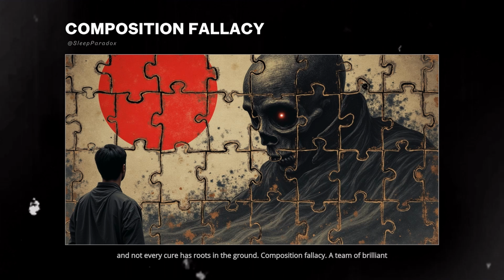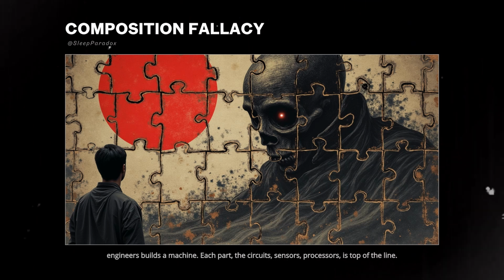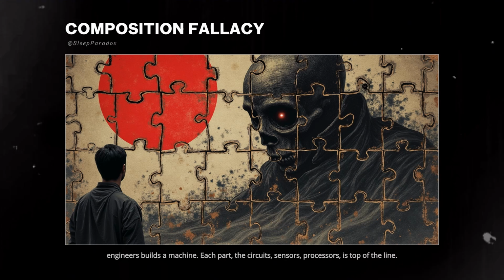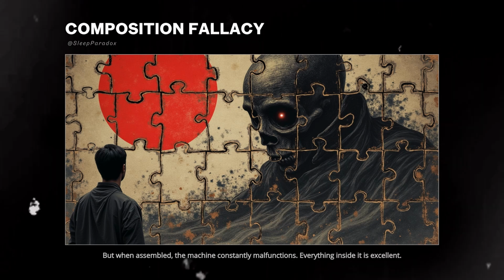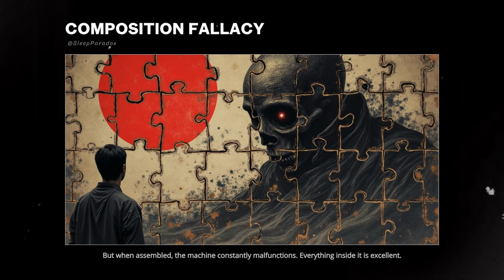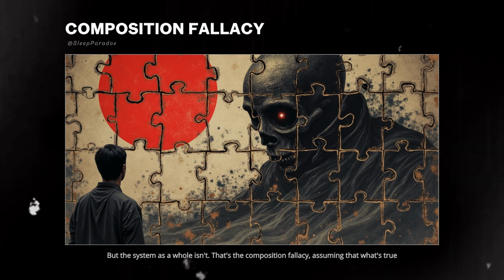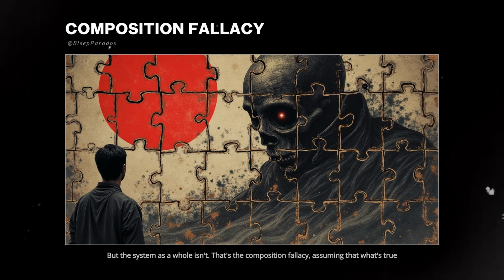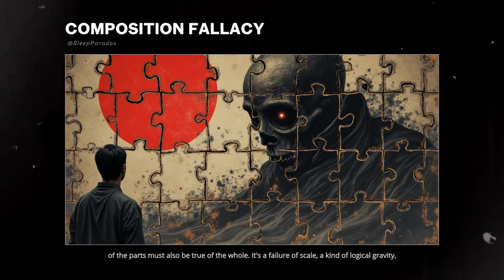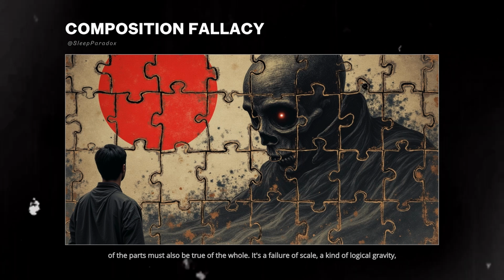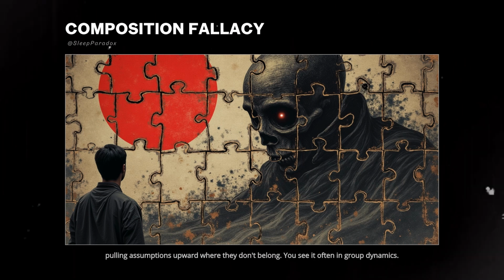Composition fallacy. A team of brilliant engineers builds a machine. Each part, the circuits, sensors, processors, is top of the line. But when assembled, the machine constantly malfunctions. Everything inside it is excellent, but the system as a whole isn't. That's the composition fallacy, assuming that what's true of the parts must also be true of the whole. It's a failure of scale, a kind of logical gravity, pulling assumptions upward where they don't belong.